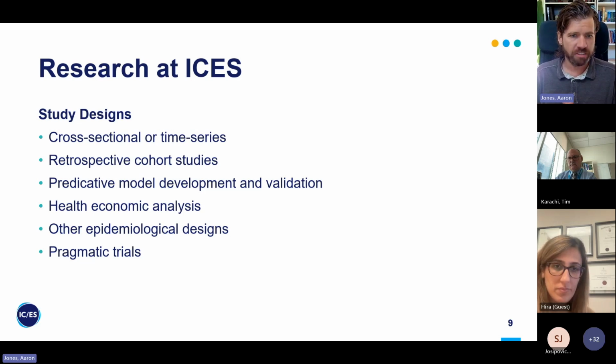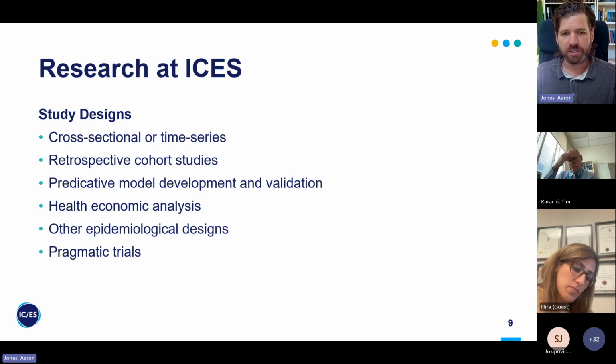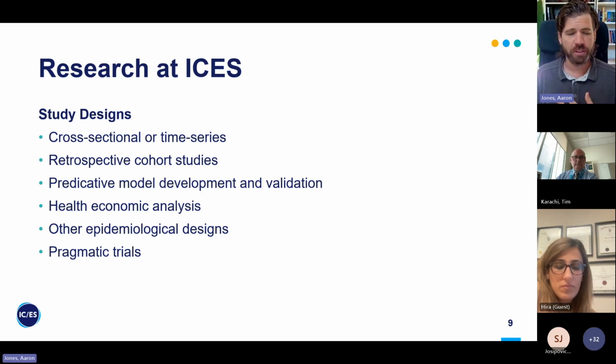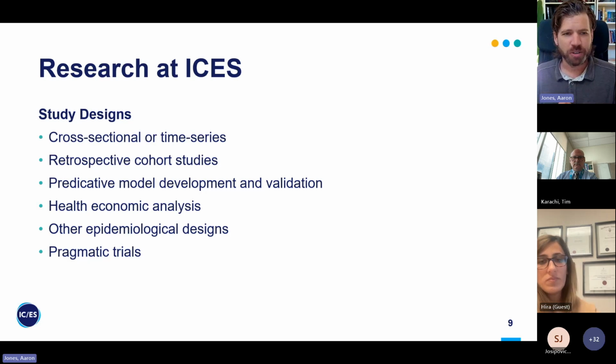There are a lot of people that work on predictive model development and validation with ICES data, as well as health economic analysis. It's good to note that ICES has quite well-developed tools to do healthcare costing. I think compared to the other data centres in Canada, we are certainly the most advanced in that. So there's great opportunity to do economic evaluation using ICES data.